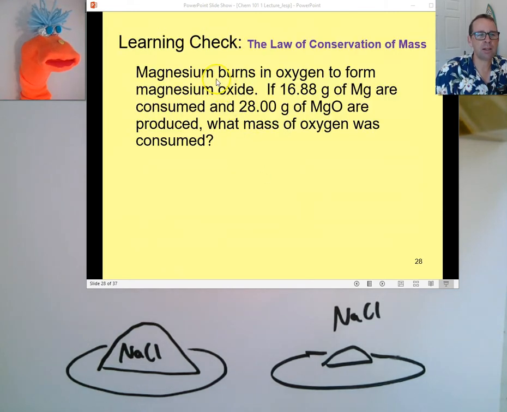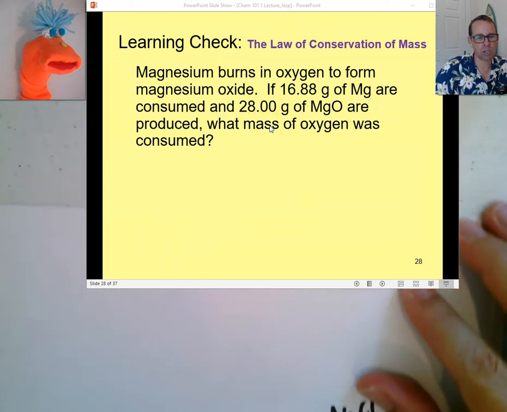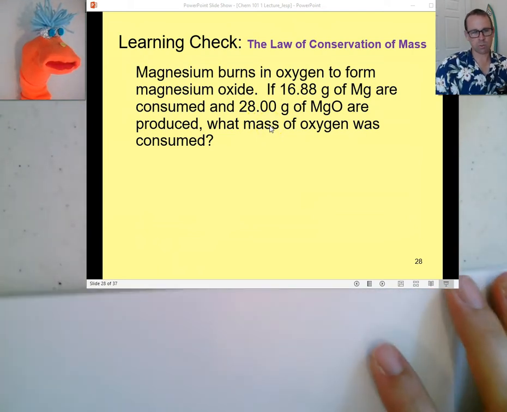Then we can try this kind of an example. If we take magnesium and burn it in the presence of oxygen and form magnesium oxide, then if you take 16.88 grams of magnesium and combine it with oxygen and create 28 grams of magnesium oxide, the question in this situation is how much oxygen was consumed?